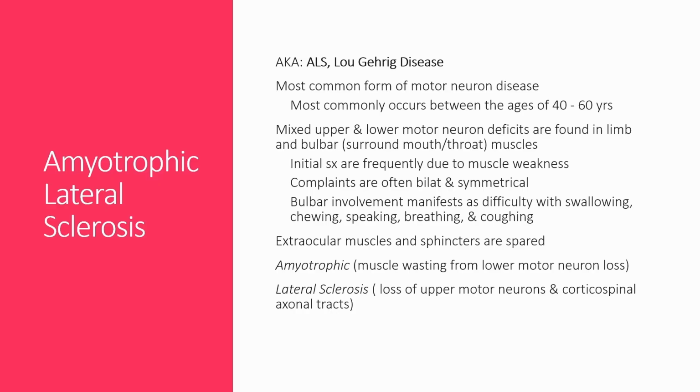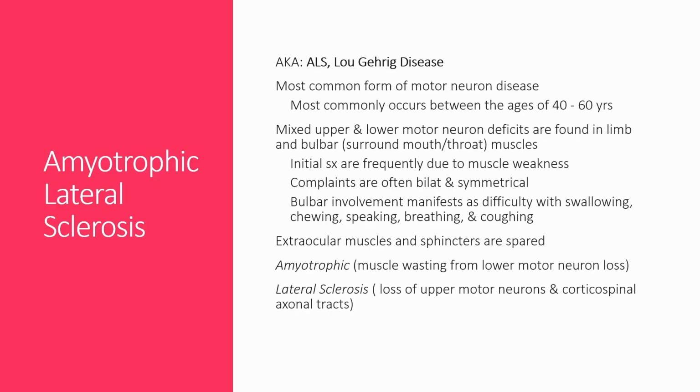Extraocular muscles and sphincters are spared. So what does that mean? They don't have any loss of bowel function. They can still control the sphincter. They can still control when they go to the bathroom. Extraocular muscles are still okay, so they can still move their eyes. How did Stephen Hawking communicate? With his eyes looking at different parts of the screen, and that way able to make the words.